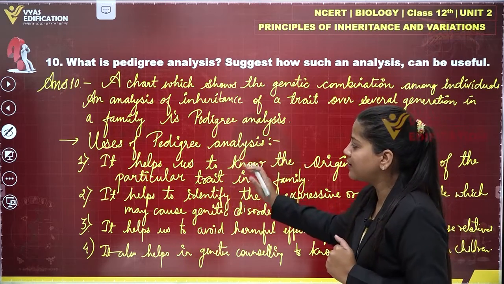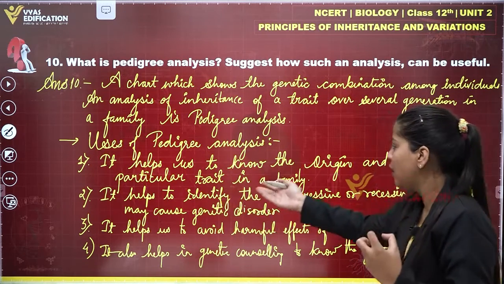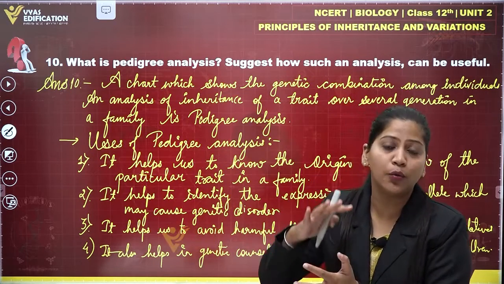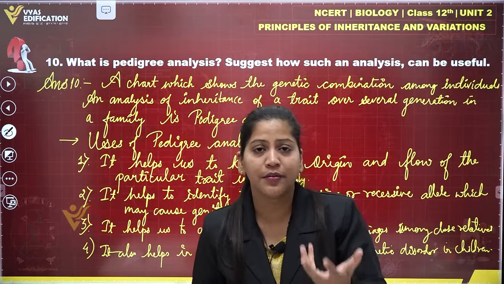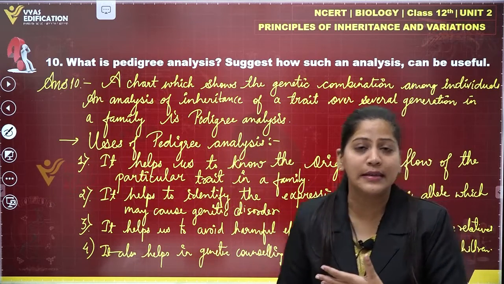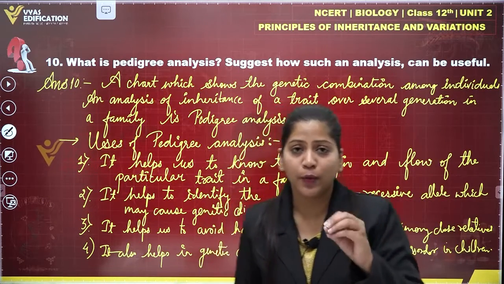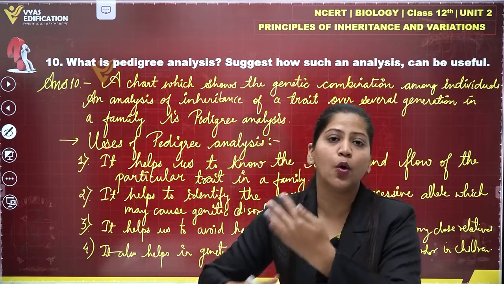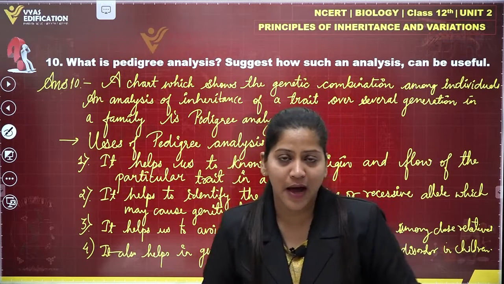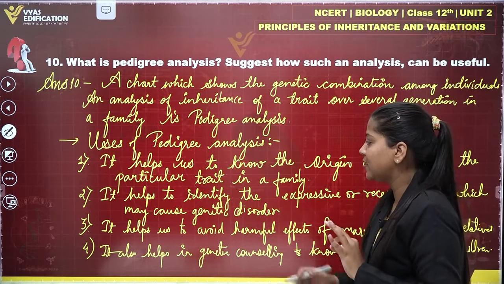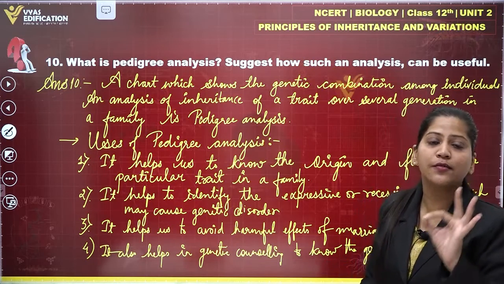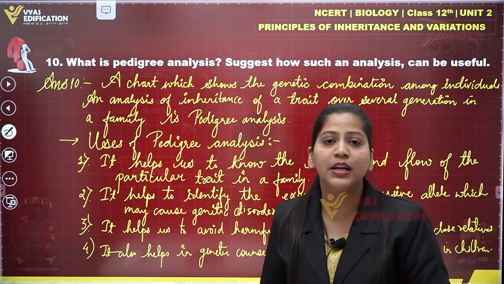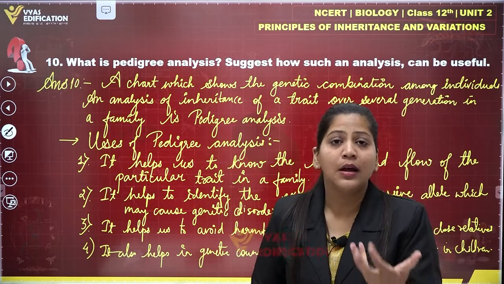By this pedigree analysis, we can get help to know where the trait originated, in which individual, on which level the trait originated, if it is defective, or which trait is causing disease or disorder in the family. Alright, we can get to know the origin of that particular trait and also the flow of that trait over several generations in the family. By this pedigree analysis, we also can identify the expressive or recessive allele which can cause genetic disorders in a family or in any individual, for example, color blindness.